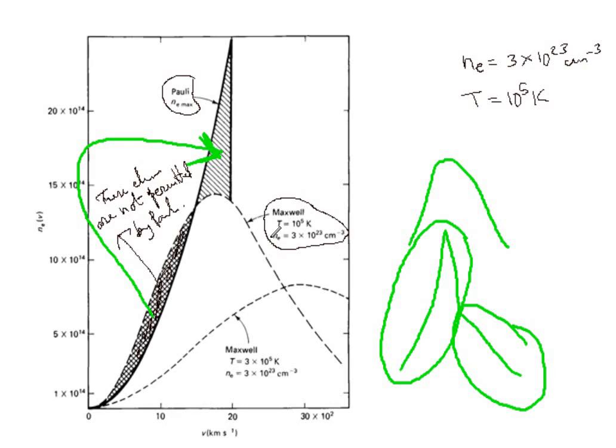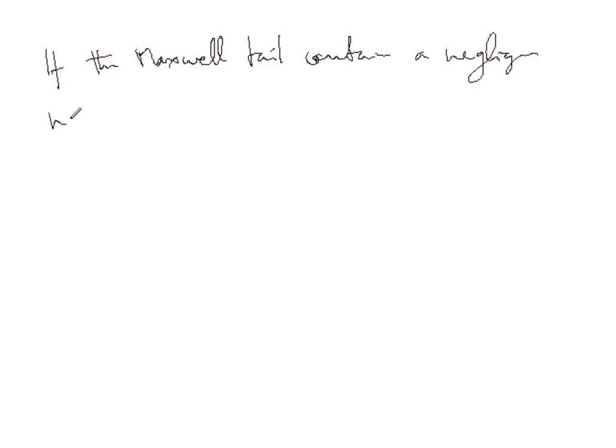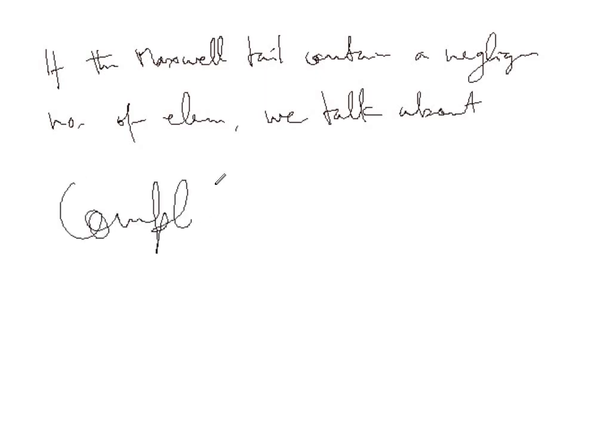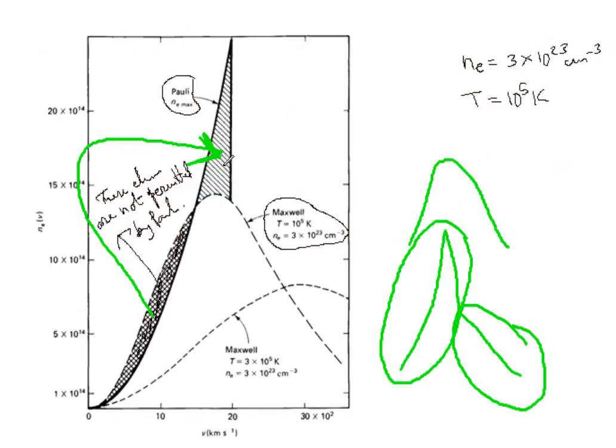Now if the Maxwellian tail contains a negligible number of electrons, then we can talk about complete electron degeneracy.